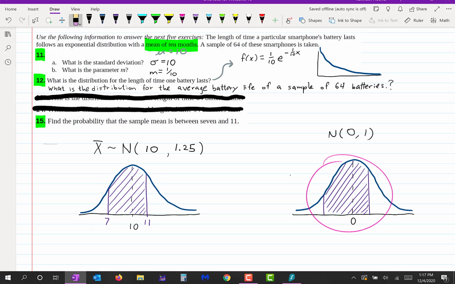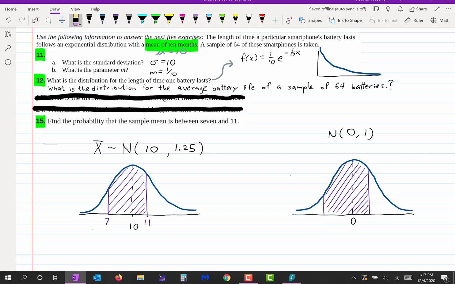Okay, there's only one catch. What's the catch? The catch is we need to know these two numbers here. They're not 7 and 11 because this is a different distribution. So remember, what do you call that? You call that z-scores.